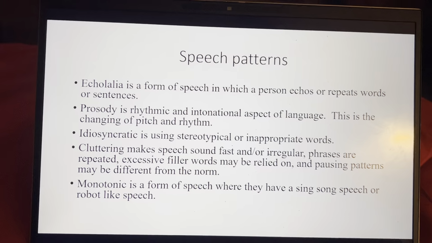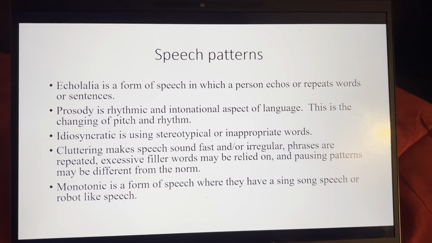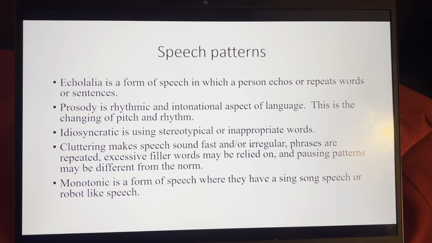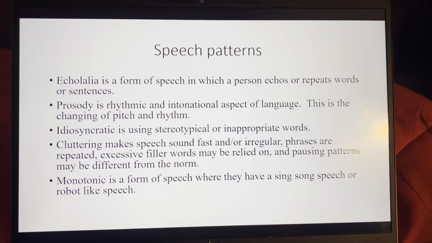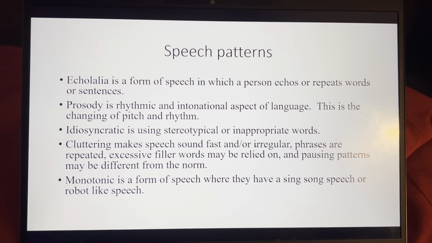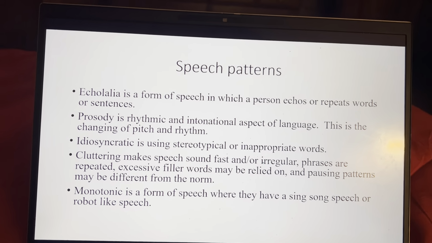Speech patterns. There are 5 different ones. One, which we just talked about, is echolalia. It's a form of speech in which a person echoes or repeats words. Prosody is a rhythmic and intonational aspect of language. This is the changing of pitch and rhythm of how the word sounds.